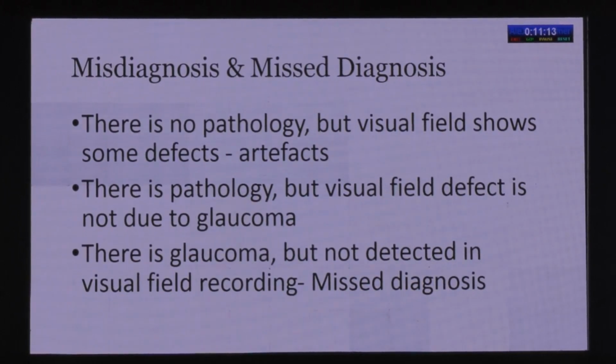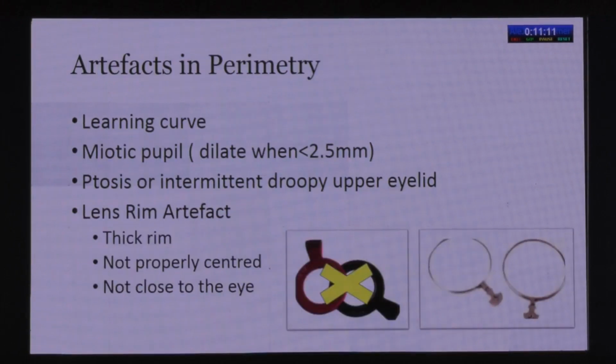So in artifacts, we are going to have lens rim artifact and miotic pupil. If the pupil is less than 2.5 millimeter, then also we can have artifacts which can confuse as glaucoma. And if there is ptosis, that can also cause pseudoscotoma, and lens rim artifact usually occurs if we use thick rim trial lenses instead of thin, and it's not properly centered and it is not close to the eye.